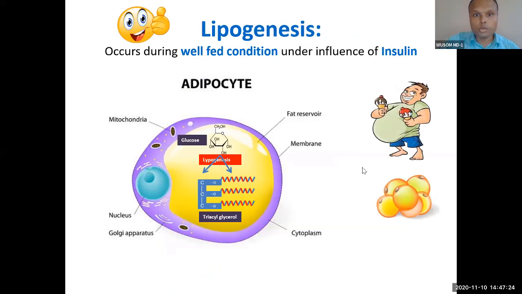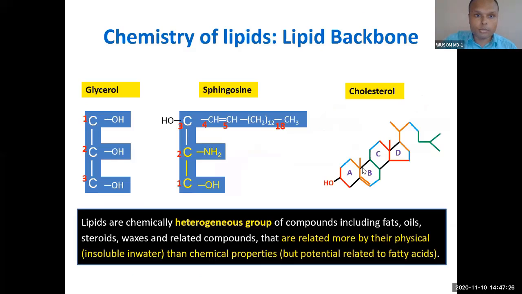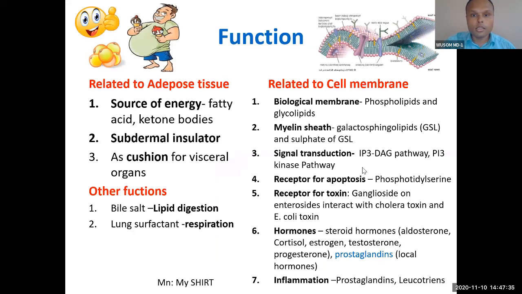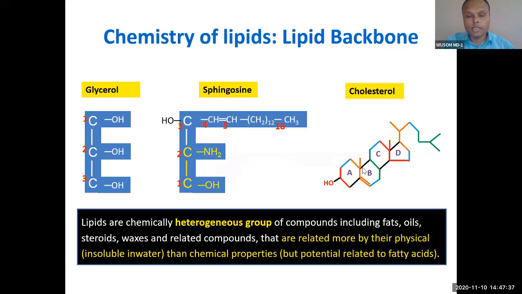So I will go to the slides of the last class so that you will capture. Last class you can see we did this objective. We said how many classes we are going to do. Then first class we did function, and then we did chemistry, backbone. What are the backbones of lipid that we are going to? Glycerol backbone, sphingosine backbone.